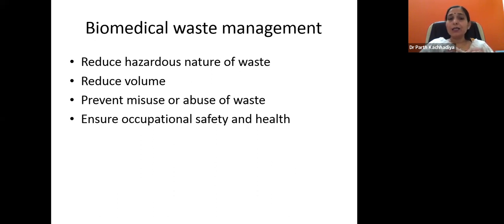Okay, so this has to be prevented, because at times there are scandals going on where they refill the things again, lock them, and again they will be in the market. So we don't want that. And again, what is important is we want to ensure the occupational safety and health of each and every person, that is, all the healthcare providers who are there. We want to ensure their safety and health.